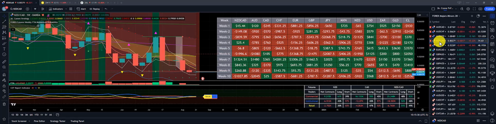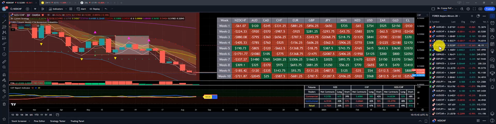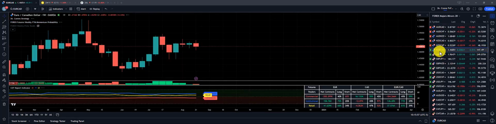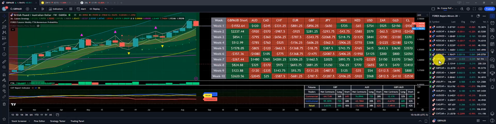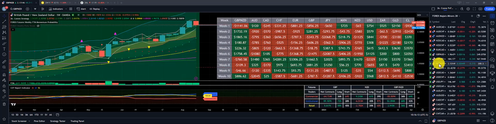New Zealand Canadian dollar, slight loss of $15. New Zealand Swiss franc was our only gainer, and then we had one lot at a $61 gain. So out of all the shorts, mainly losses. Same with Euro Canadian dollar, British pound Aussie dollar, British pound Japanese yen, British pound New Zealand.